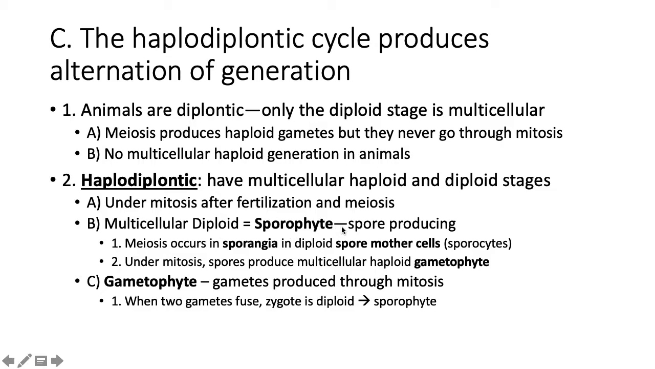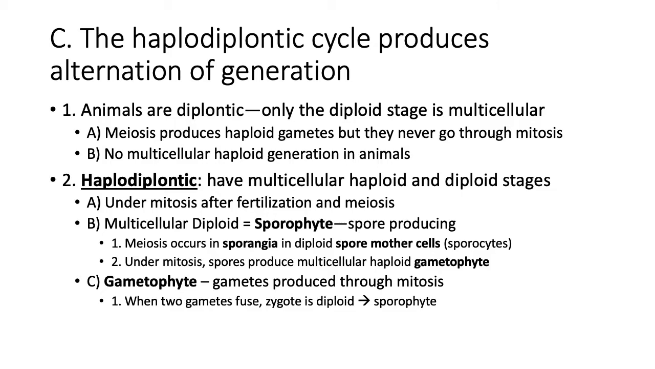So how does a sporophyte produce spores? In a specialized structure called the sporangia. There's going to be tons of vocab here. Meiosis occurs in diploid spore mother cells. So they were diploid, they go through meiosis, now they become haploid.